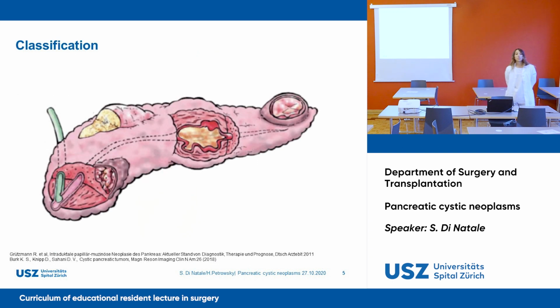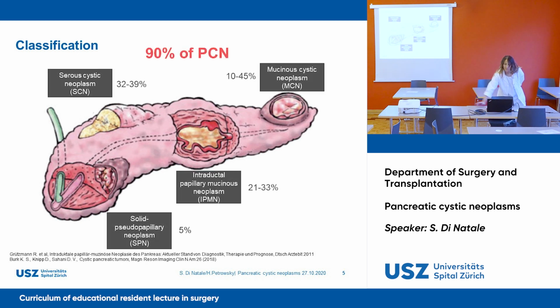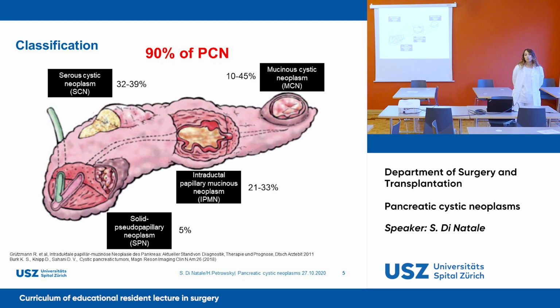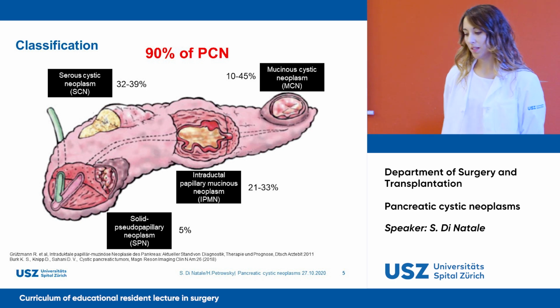Dear residents, what types of pancreatic cystic neoplasms do you know? There is the serous cystadenoma, the mucinous cystic neoplasm, and the IPMN, for example. Really good, thank you. Today I will only talk about these four pancreatic cystic neoplasms, which account for about 90% of all pancreatic cystic neoplasms.